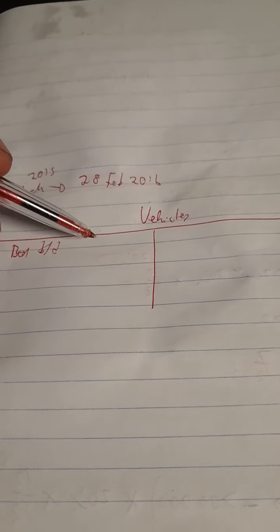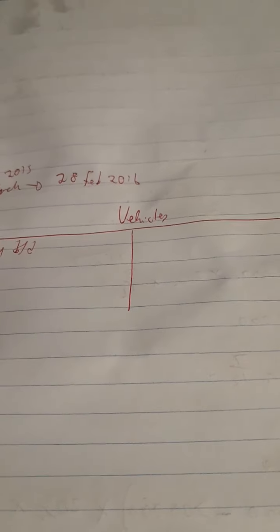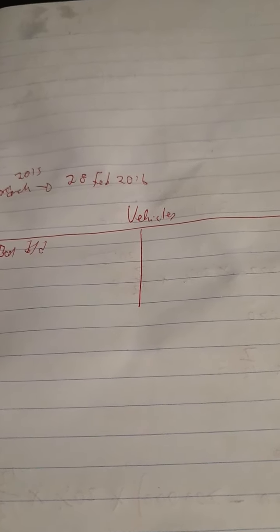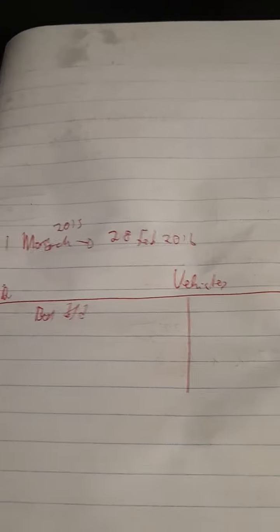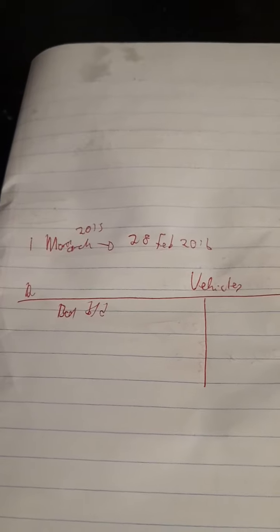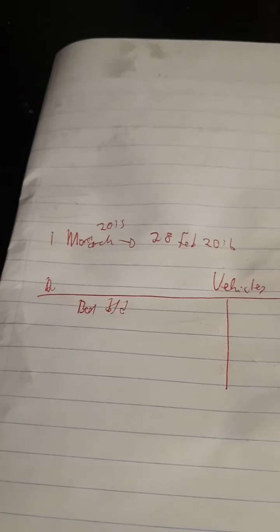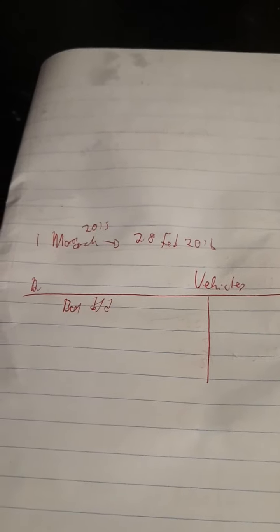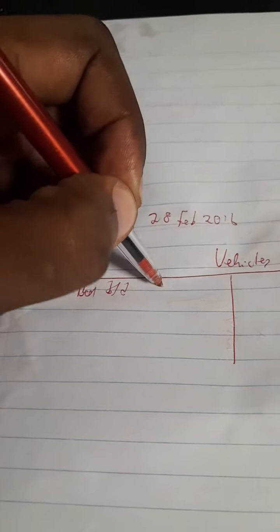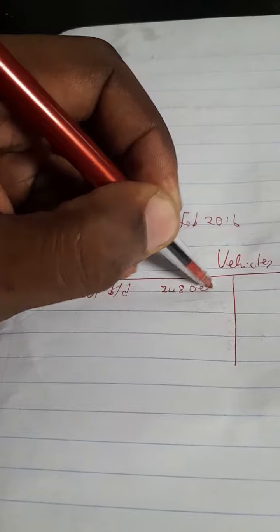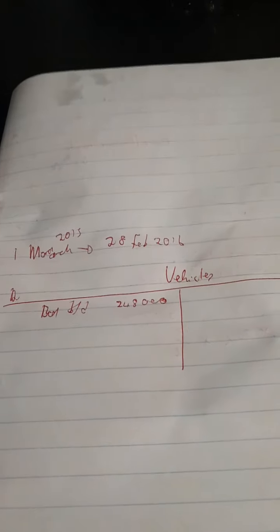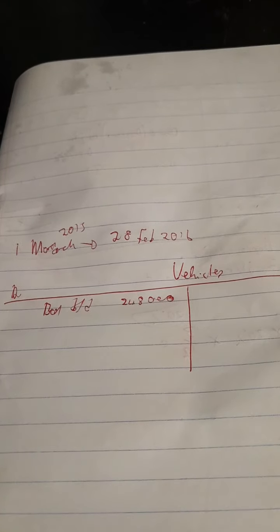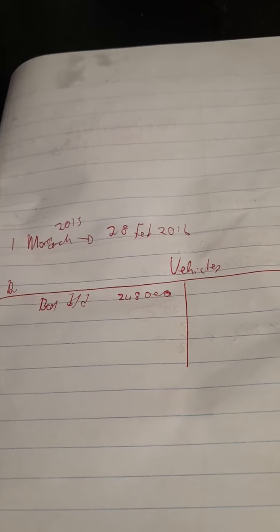How much are we going to record here? We are going to record 248,000. Why are we recording 248,000? It's because we are given it as an opening balance. They told us that in the beginning of the year, 1 March 2015, the balance was 248,000. So here you are recording your 248,000. Okay, then let's go to the transactions.